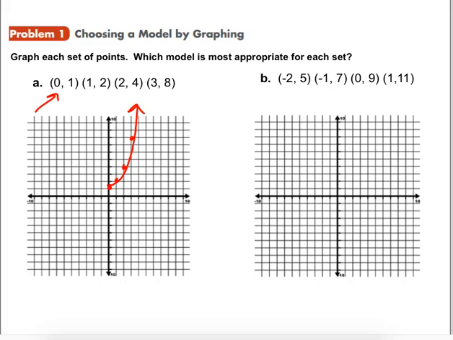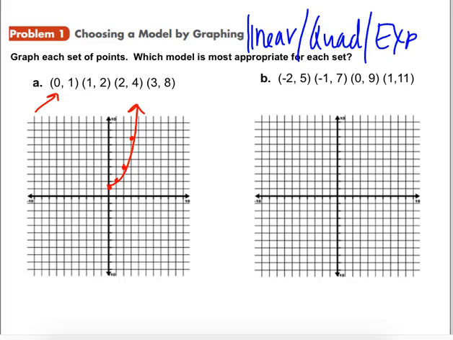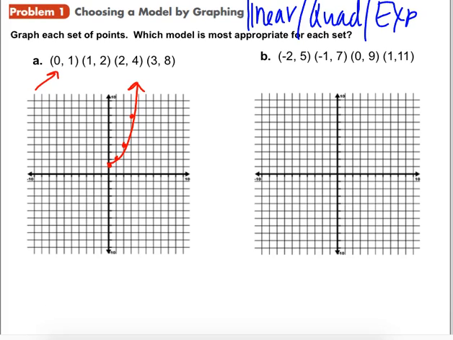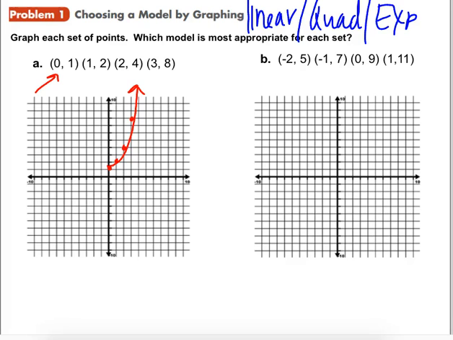Now remember, we only have 3 options. I'll put them up here. Either linear, quadratic, or exponential, right? So obviously there's always one that we can easily throw off the table. Clearly this isn't a line, right? This is not increasing at a steady rate. That's a duh kind of thing.